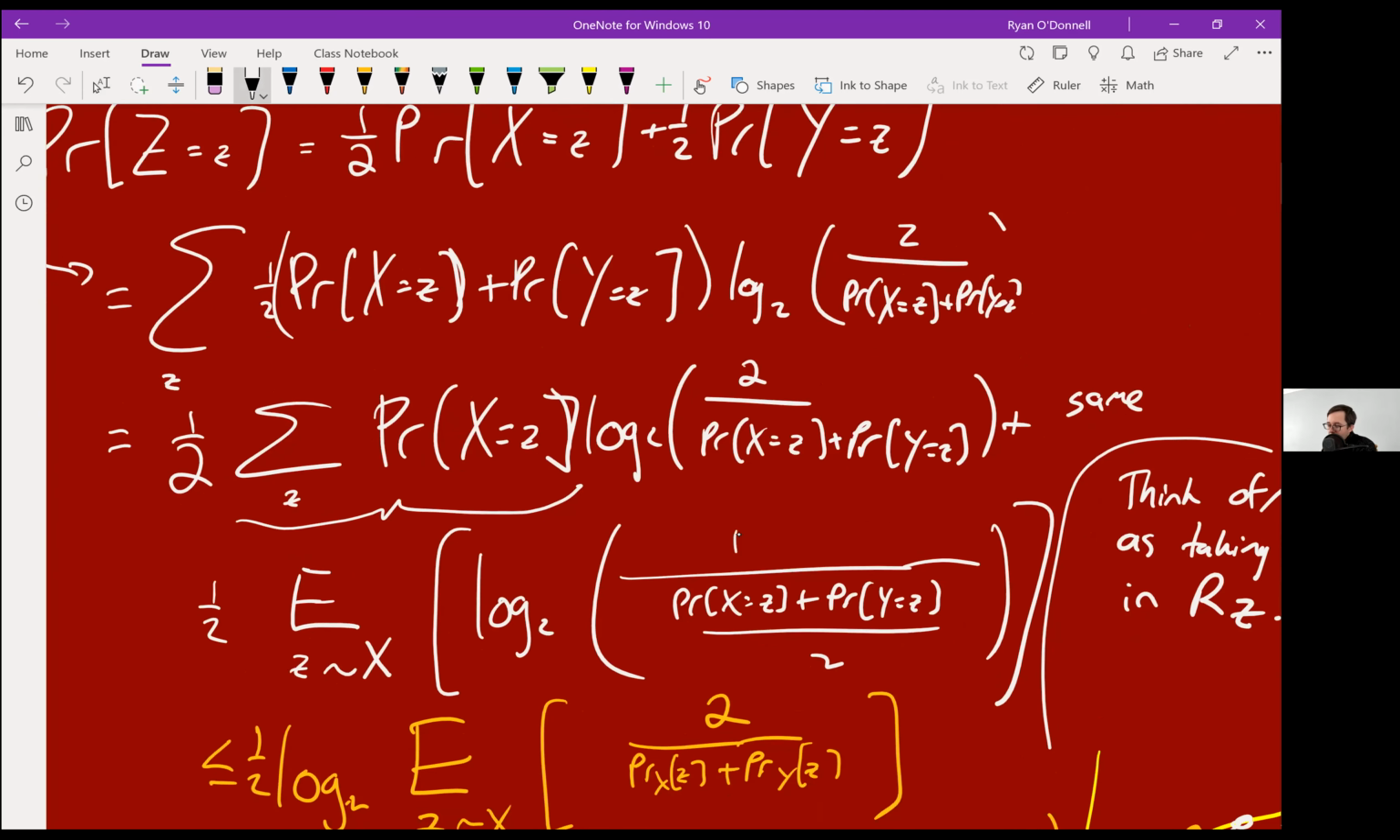you should be able to just manipulate this until you get a half the entropy of X plus a half the entropy of Y plus 1 minus something that's manifestly non-negative. Yeah, exactly. So if we rewrote the conditional entropy equation in terms of probabilities, I think it would work out.